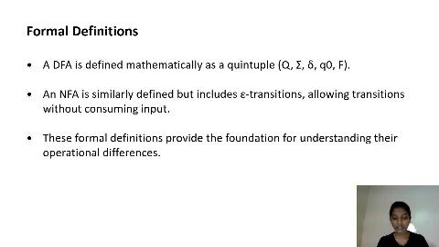Finite automata are divided into two categories. That is NFA and DFA. An NFA is similarly defined, but it includes epsilon transitions, allowing transitions without consuming input. These formal definitions provide the foundation for understanding their operational differences.